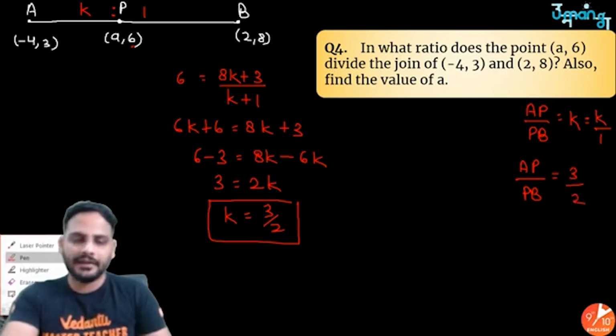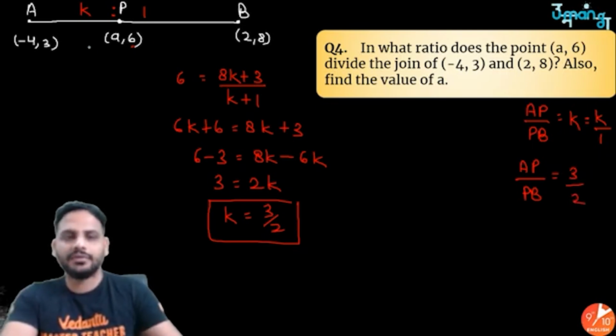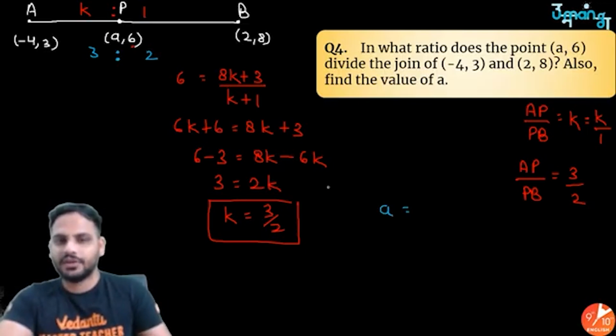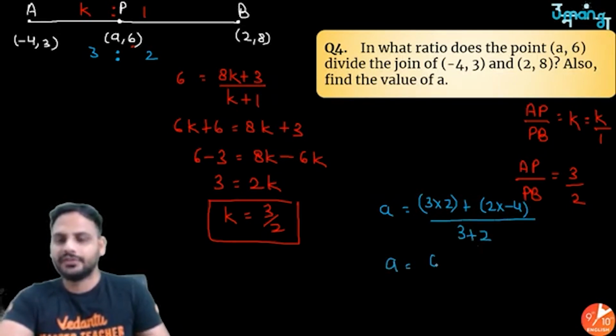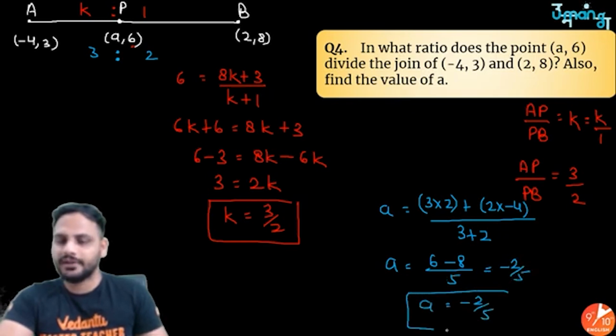Okay, so I can clearly say that, sir, now I know this ratio is what? 3:2. Now you can get the x coordinate of point P, which is A, using the section formula: A is equal to 3 into 2 plus 2 into -4, divided by 3 plus 2. So A is equal to 6 minus 8 divided by 5, which is equal to -2 by 5.